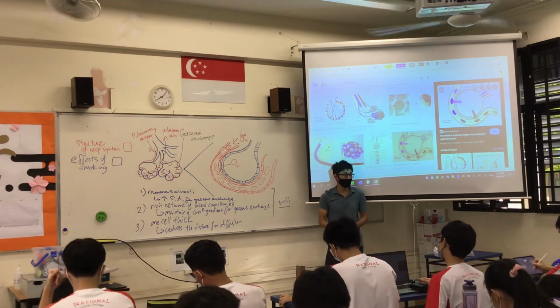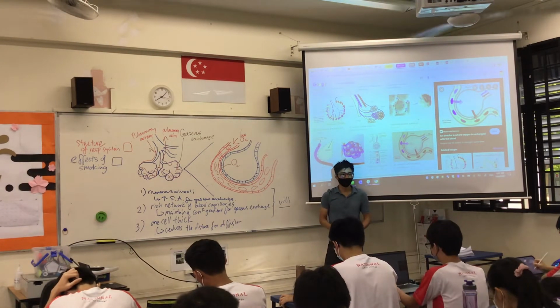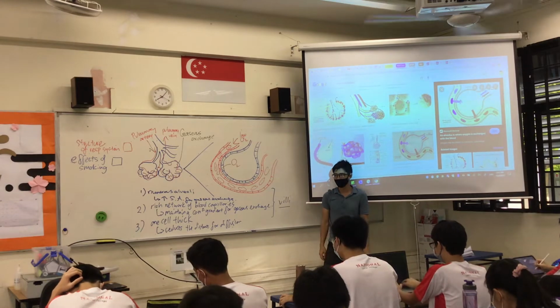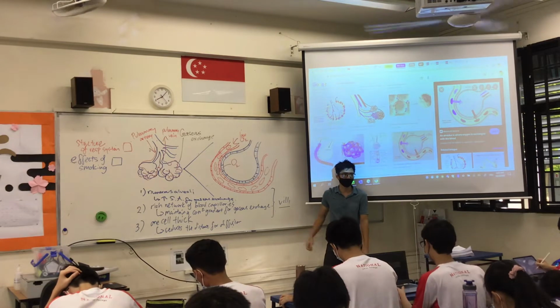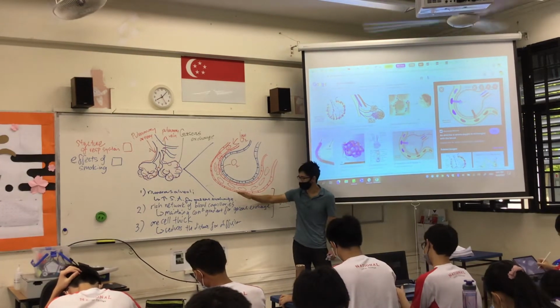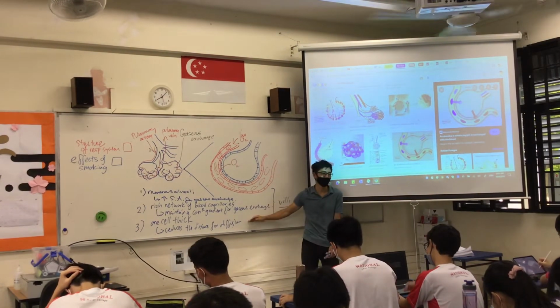Whenever our body needs something to be received really fast, you'll find that these adaptations always come into play. We need a lot of them. We need a lot of blood capillaries. We need to be one cell thick.